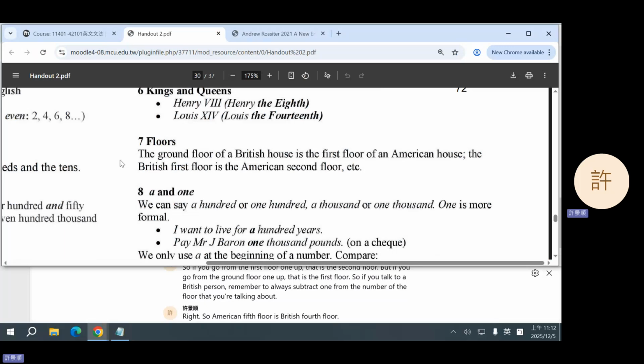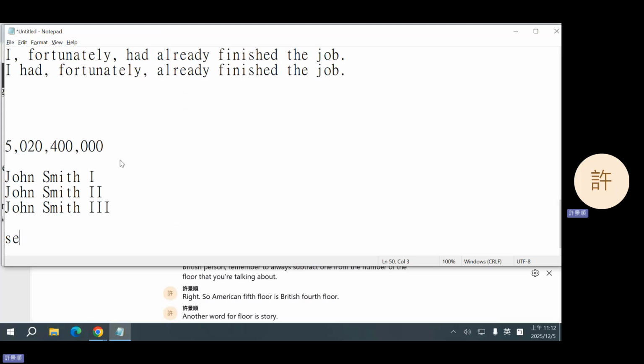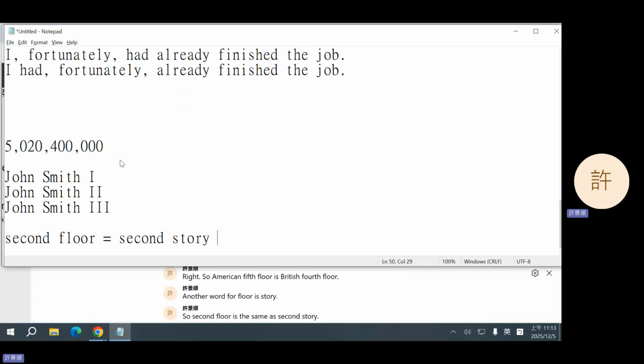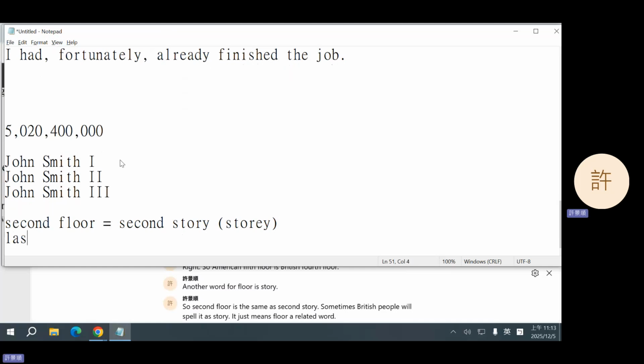Another word for floor is story. So second floor is the same as second story. Sometimes British people will spell it as storey. It just means floor. A related word is a landing.